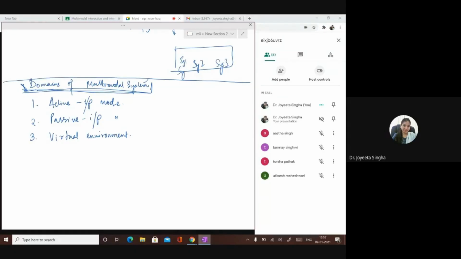Is it clear? Okay, ma'am. Each one of you will bring at least one multimodal system. It should be multimodal, not a single modality, and it should be in recent trends, whether in India or outside.